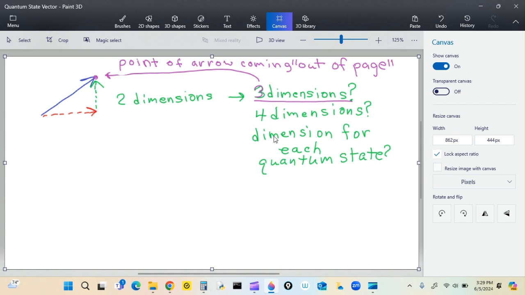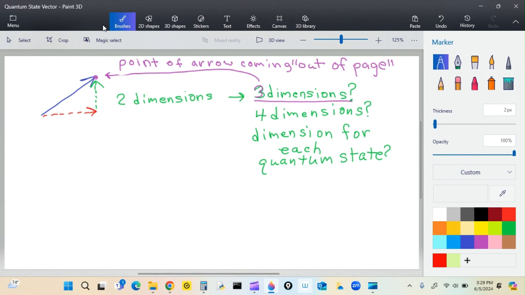If we can include all of these in this quantum state, we can actually come up with what's called, let me get the brush here going, and let's call it a Hilbert space.